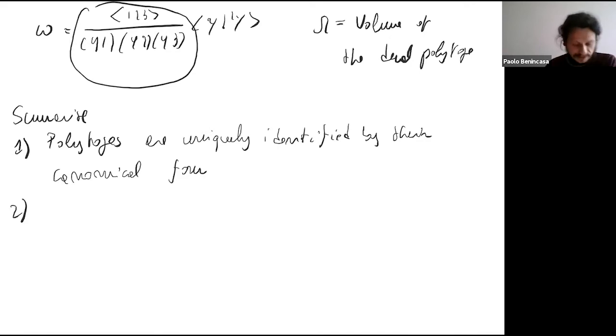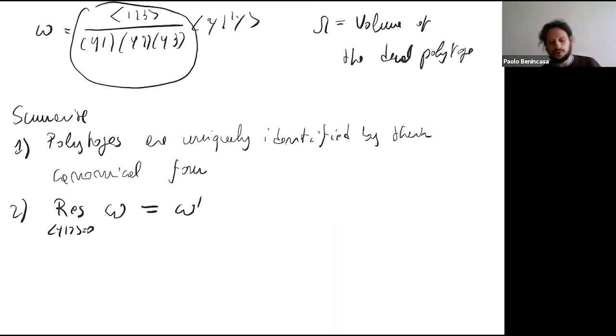An important feature of this canonical form, which I didn't say but it's important to say, is that if I take a residue of any of the singularities, let's say y1, y2 equals 0 of the canonical form, the result is still a canonical form, omega prime, which lives in a space with one dimension less.